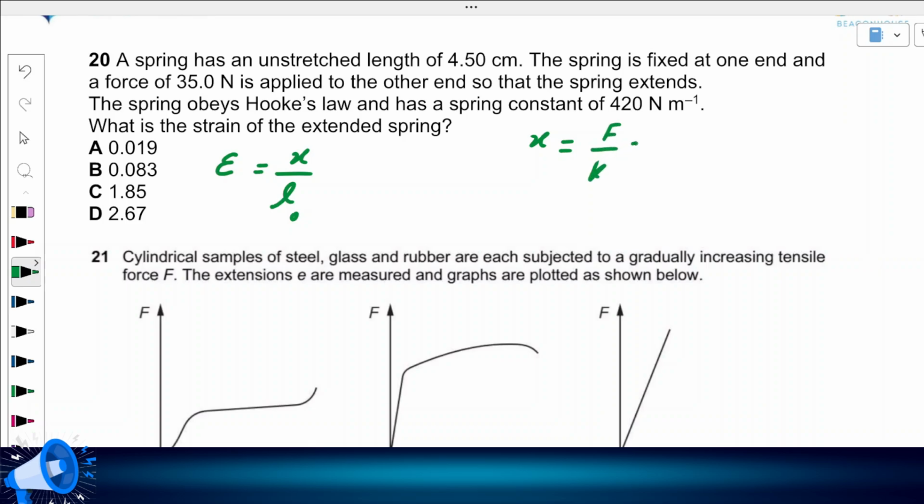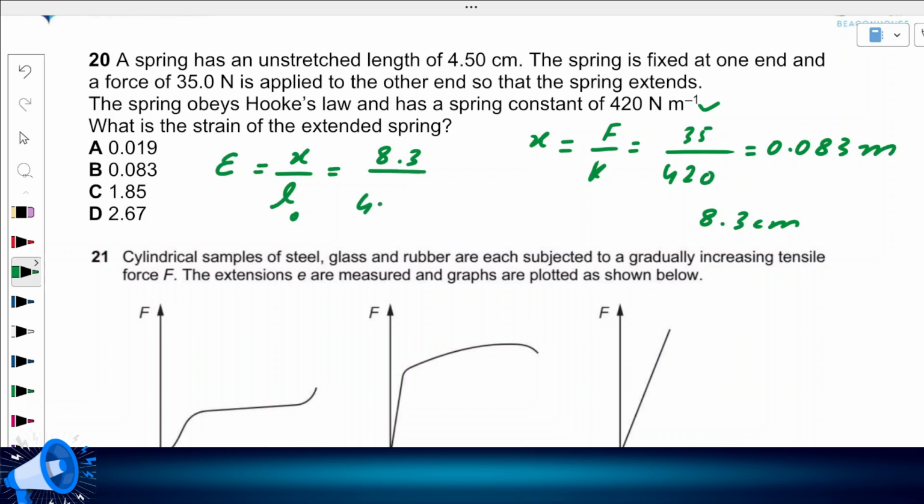force over spring constant. What is the force? How much force is given? 35. What is the spring constant? 420. So 35 divided by 420, 0.083 meters, because the spring constant was given per meter. So that means the extension in centimeters is 8.3 centimeters. So 8.3 is the extension.